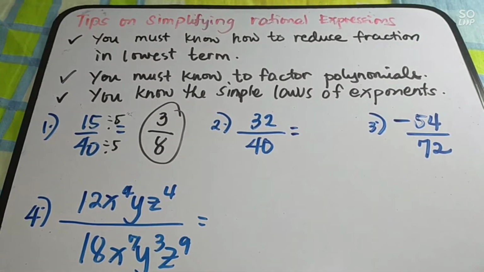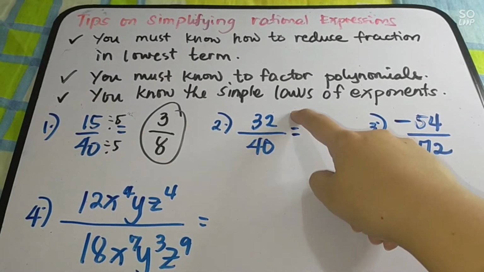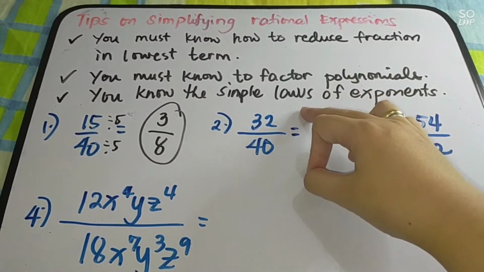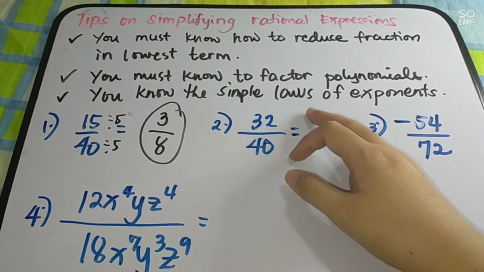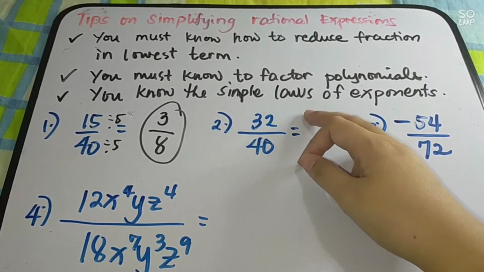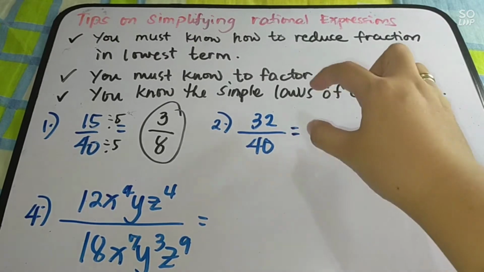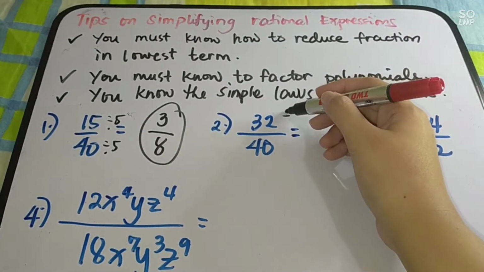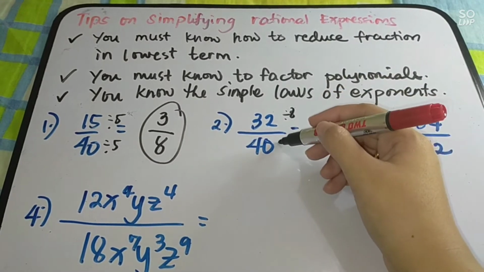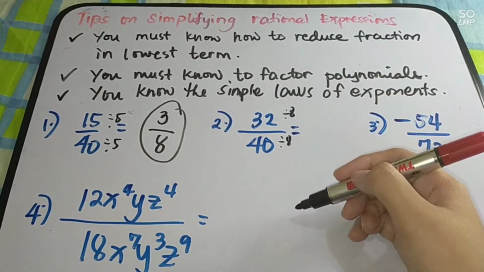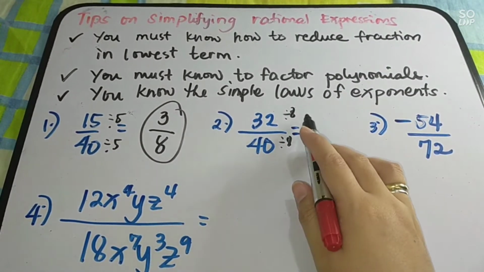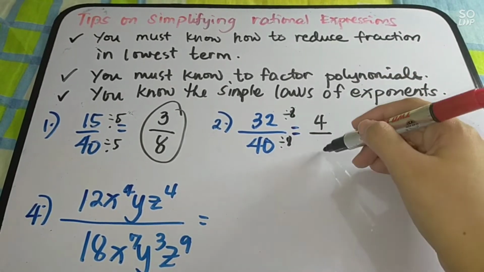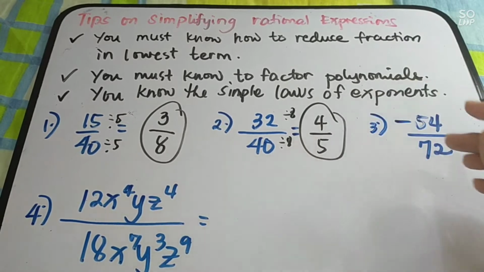Next tayo, number 2. We have here 32 over 40. So, think of a number na divisible sa kanilang dalawa. Isang number lang. The answer here is 8. Divide by 8. Si 32 pag dinivide mo sa 8, pwede. Si 40 pag dinivide mo sa 8, pwede rin. So, 32 divided by 8 is 4, over 40 divided by 8 is 5. So, the answer here is 4 over 5.